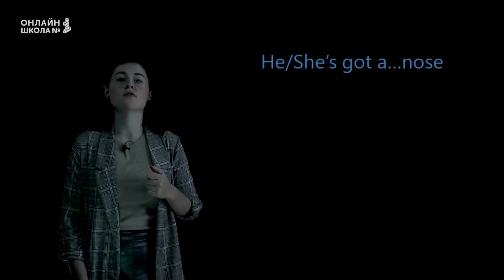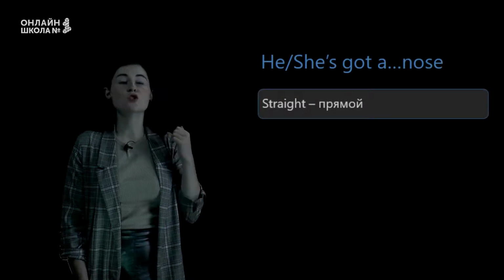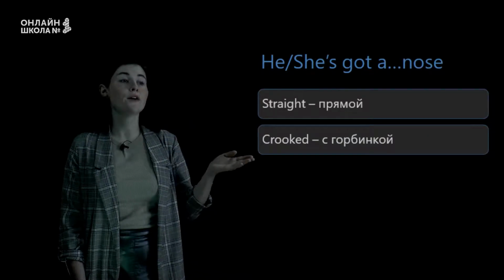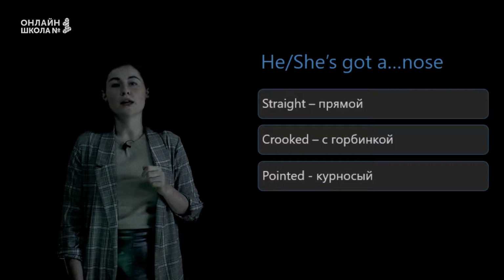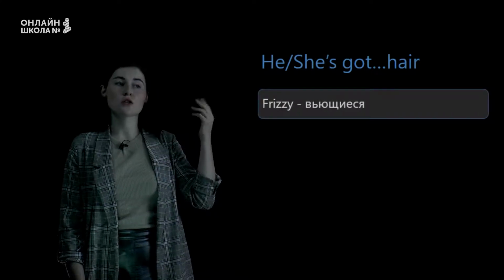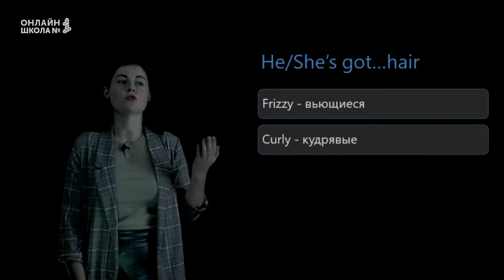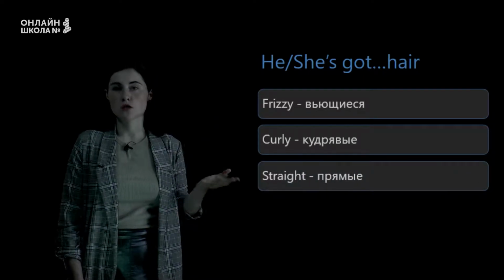The next one is a nose. She's got a straight nose. He's got a crooked nose. He's got a pointed nose. The next one is hair. We can say that she's got frizzy hair. She's got curly hair. Or she's got straight hair.